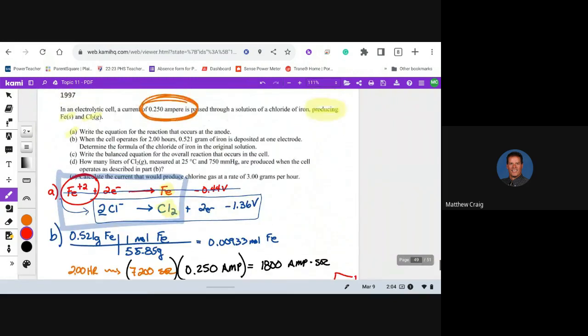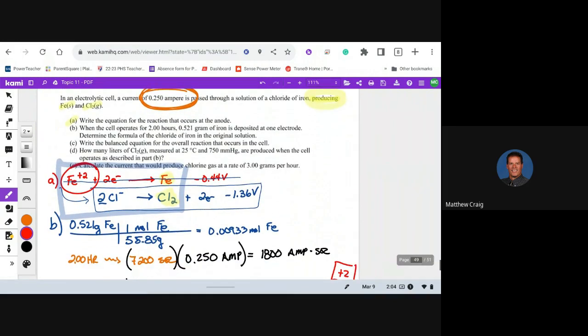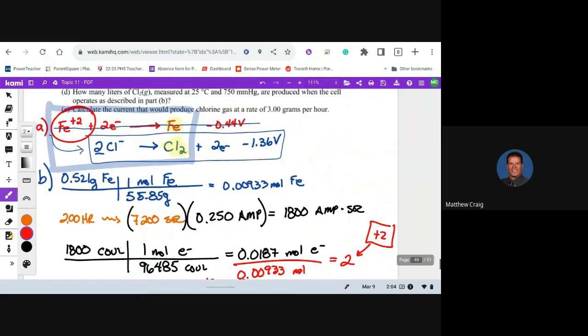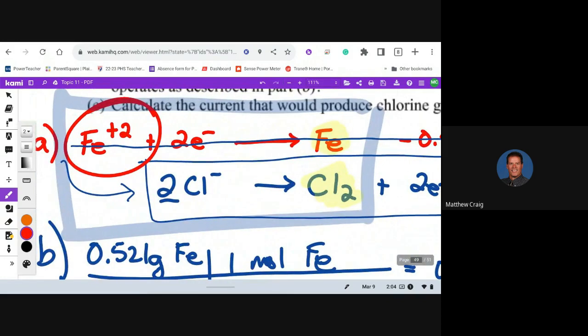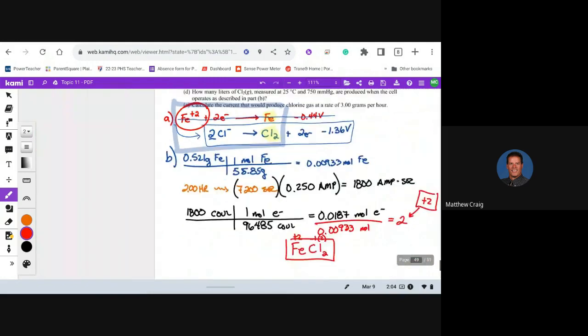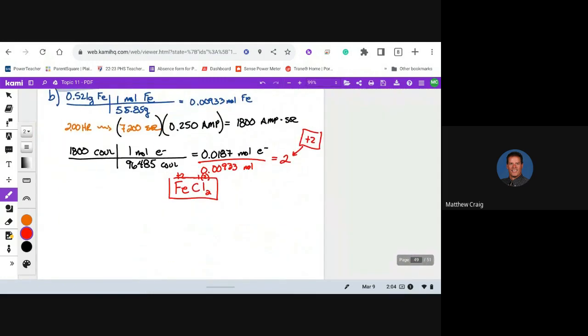All right, letter C. Write the balanced equation. So we have this information here. Fe plus 2 plus 2 chlorines makes Fe and Cl2, or FeCl2. Either one of these is acceptable.